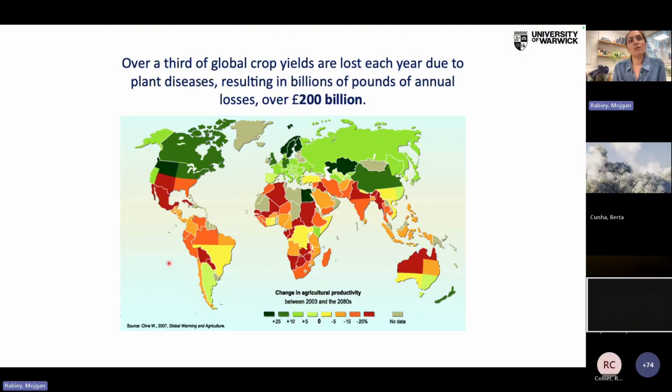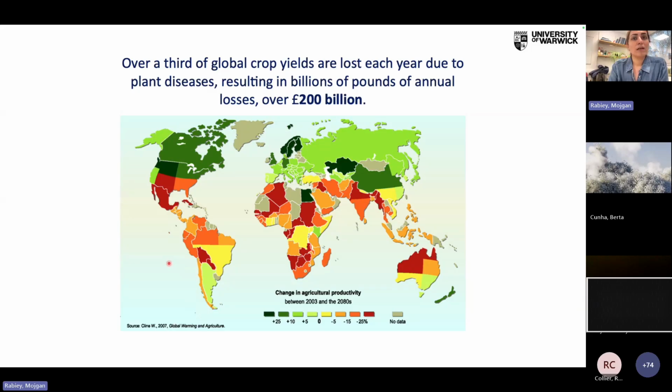However, with climate change, we have the spread of new pests and pathogens, but also a spread of existing pests and pathogens. So we have many outbreaks, especially with extreme weather like extreme rain, flood, heat and drought. So this is going to impact agricultural productivity. This map shows the change in agricultural productivity between 2003 and 2080. You could see that the darker the red color, the more products are being lost due to climate change. And this is in combination with crop pests and pathogens.